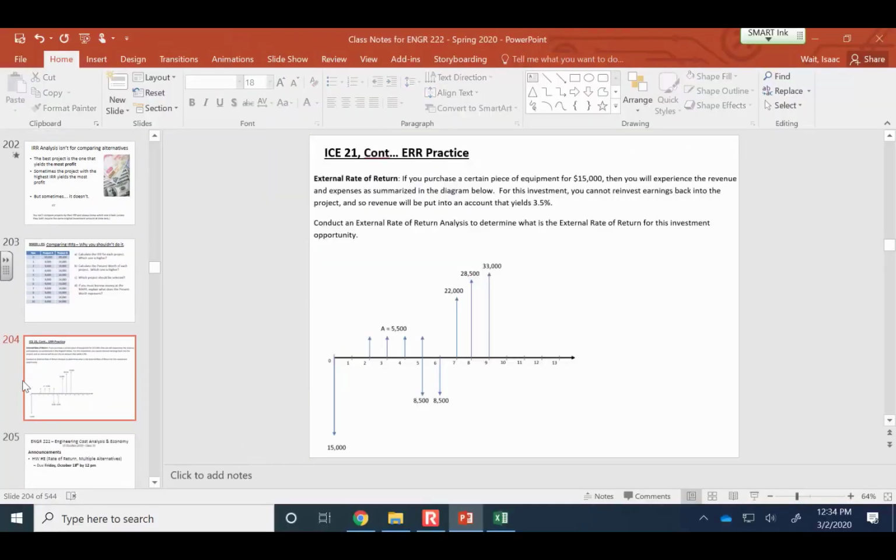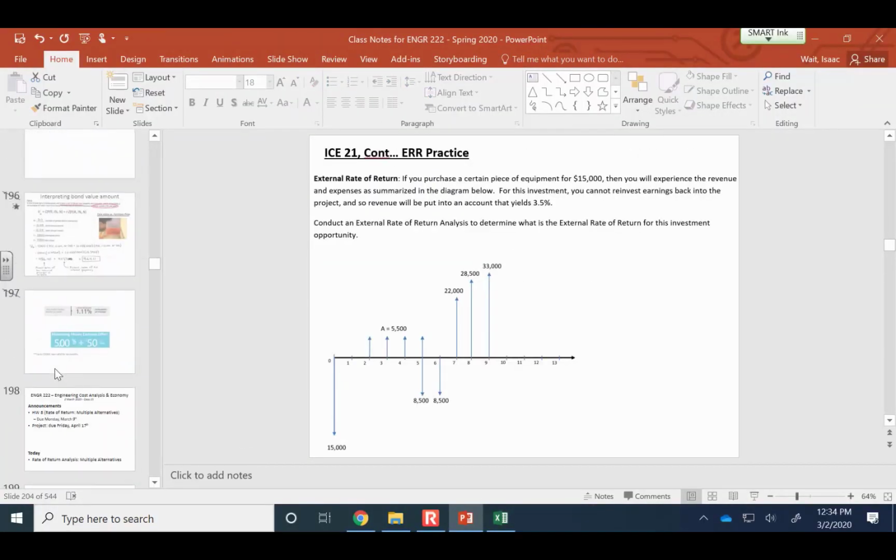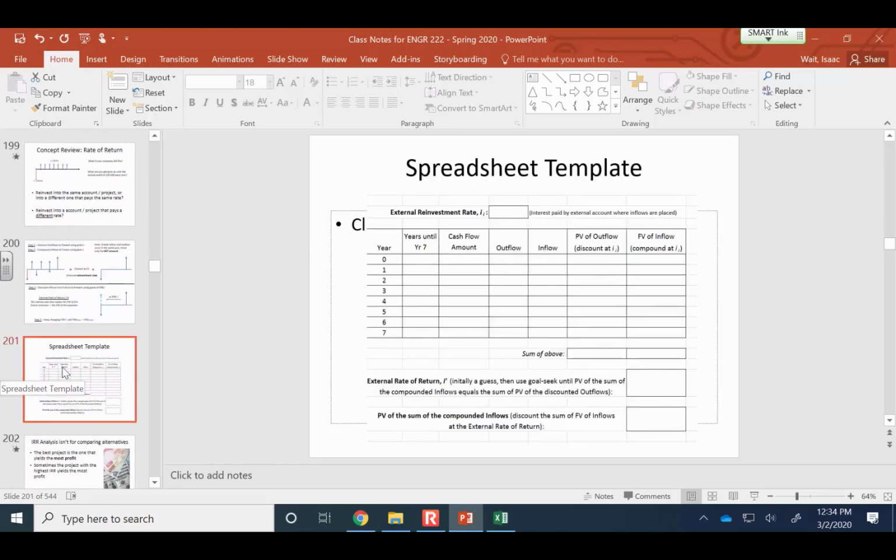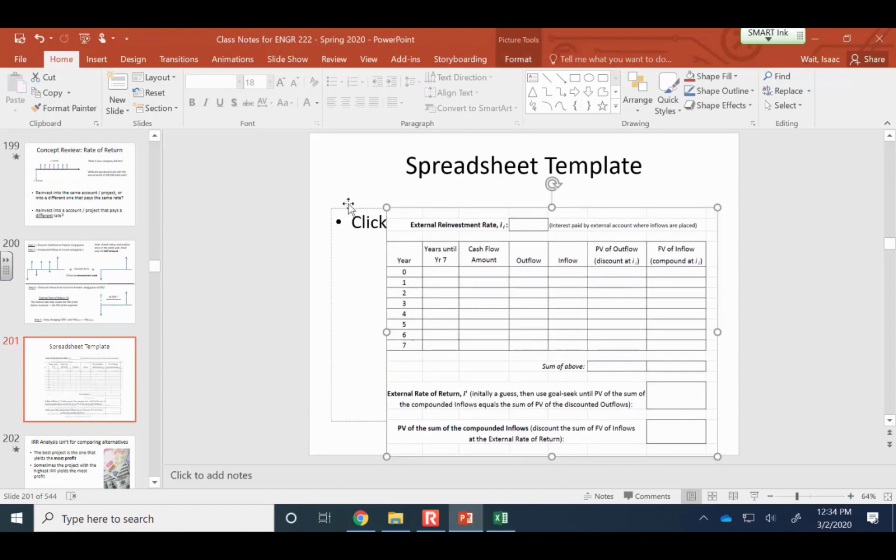Okay? So let me go back to that slide that illustrates the template method for solving external rate of return. This is how we did it last time.